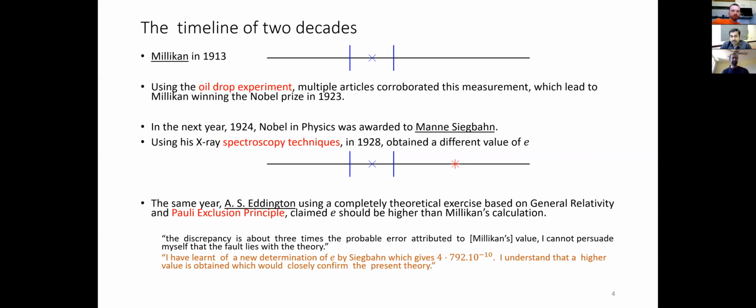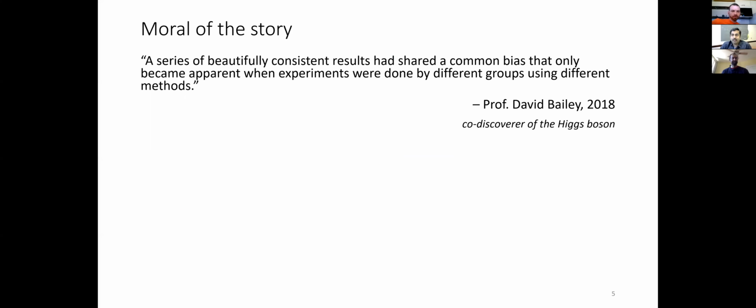So to sort of summarize the whole development of this time, about 90 years from then, Professor David Bailey writes, a series of beautifully consistent results had shared a common bias. So this is about the first decade following Millikan's result. The bias only became apparent when experiments were done by different groups using different methods. So that was the crux of the story.